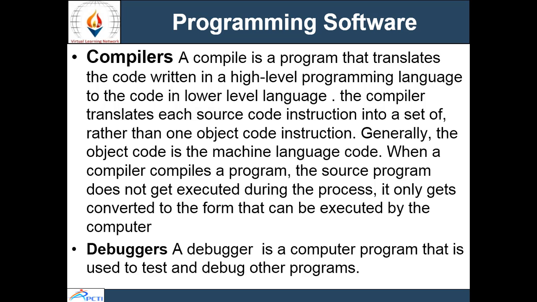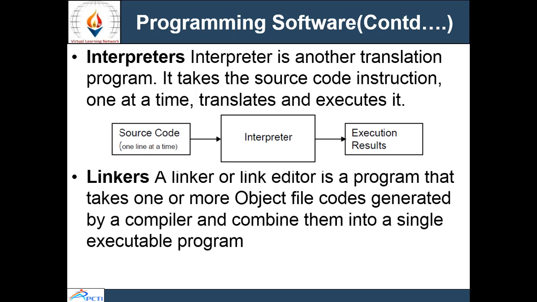Debuggers. A debugger or debugging tool is a computer program that is used to test and debug other programs. Typically, debuggers offer functions such as running a program step by step or breaking at some event or specified instruction by means of a breakpoint and tracking the values of some variables. Interpreter. Interpreter is another translation program. It takes the source code instruction one at a time, translates and executes.